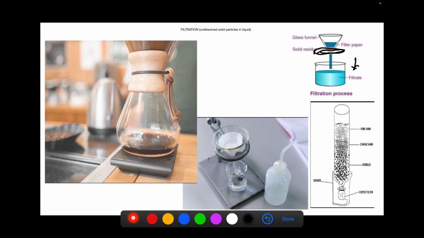Let's suppose in the case of water, the strata of earth, which consists of sand, coarse sand, pebbles, bricks, stones, and so on, is used every day, day in and day out, to filter water, which is later used by us for drinking, bathing, for irrigation, and so on.